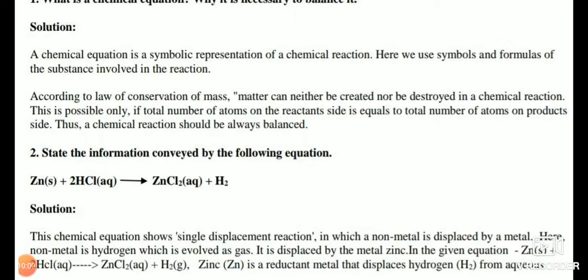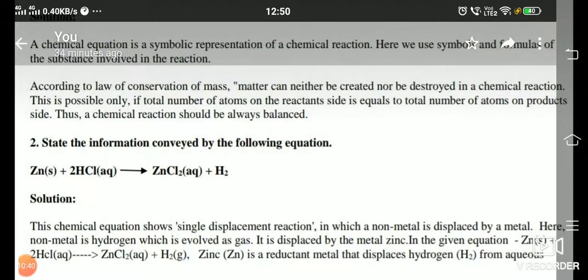Now, what information does this equation, that is Zn plus 2HCl gives you ZnCl2 plus H2, represent? The chemical equation shows a single displacement reaction. Now, what do I mean by single displacement reaction? Here, Zn is displacing hydrogen from hydrogen chloride solution, and the product would be ZnCl2. Here, the non-metal is hydrogen, which is evolved as gas. It is displaced by zinc metal. In the given equation, Zn plus 2HCl gives you ZnCl2 plus H2, zinc is a reductant metal that displaces hydrogen from aqueous solution.